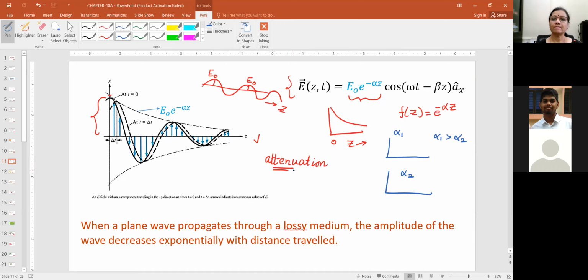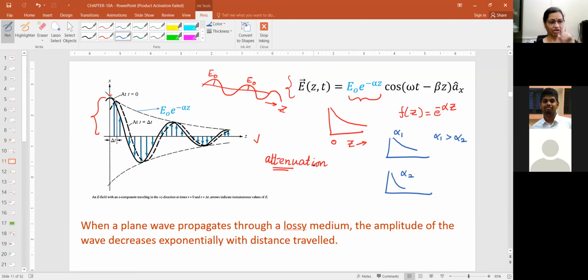Alpha 1 is greater than alpha 2. So you put here alpha 1 and Z, then you put alpha 2 and Z. In which case is the fall at a higher rate? So the larger the alpha, the faster will be the fall. If I have to show it here, I may show it like this, but in the case of alpha 2, it will be like this. These are the concepts that you should understand.